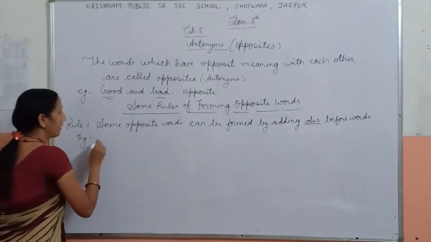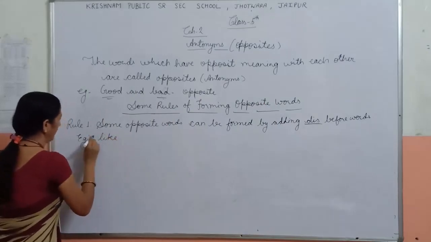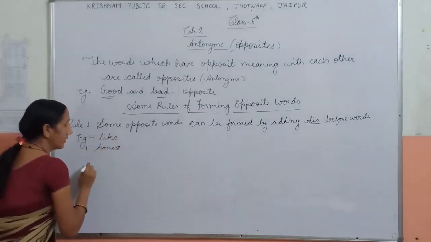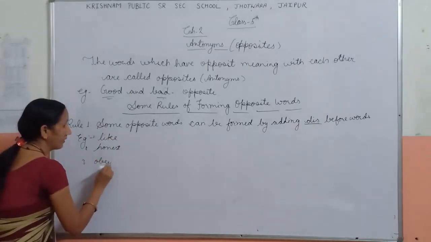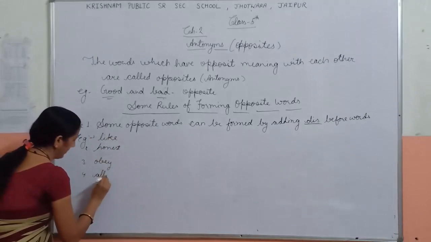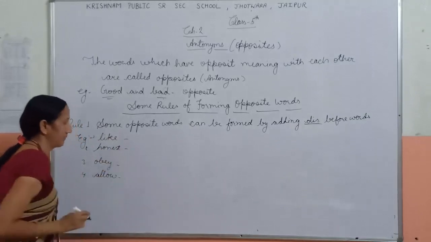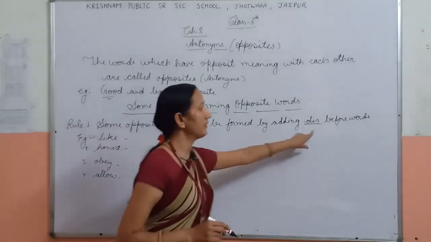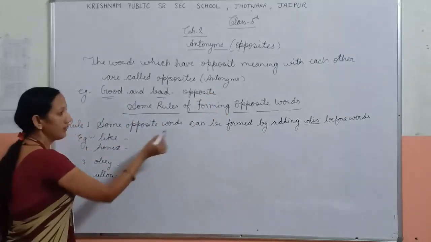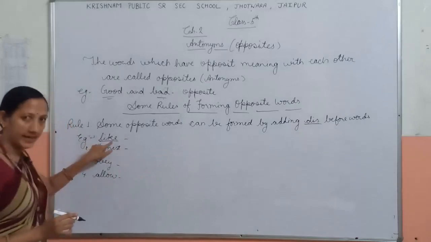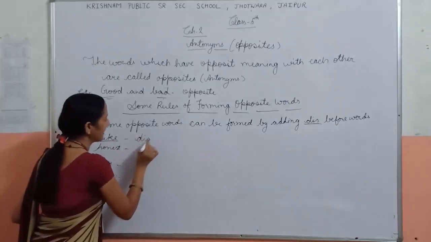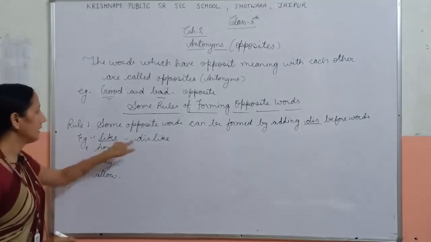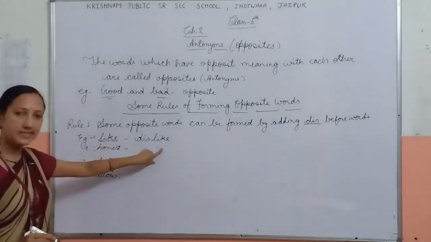Examples like, honest, obey, allow. I explained previously in this rule number 1, some opposite words can be formed by adding dis before words. So we use dis before our words. Our word is like and we use dis. It means dis and then our word like. Now this is dislike. Opposite of like is dislike.